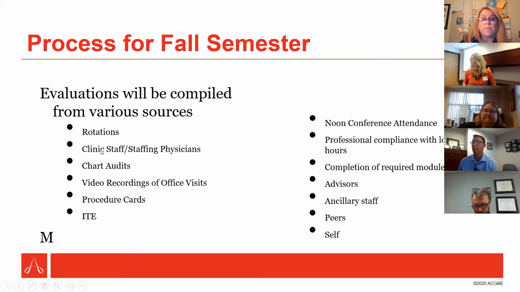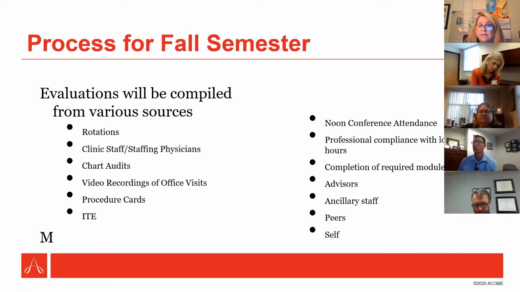We get data from our clinic staff, from the MAs, from behavioral health, from pop health, from our schedulers, our front office. We get information from all of the clinic staff as well as the staffing physicians and their interactions with you. We do chart audits and we take a look at your completions, your chart completion rate.